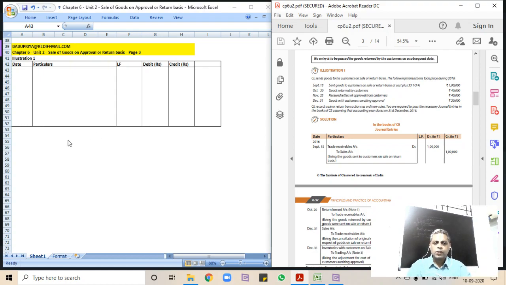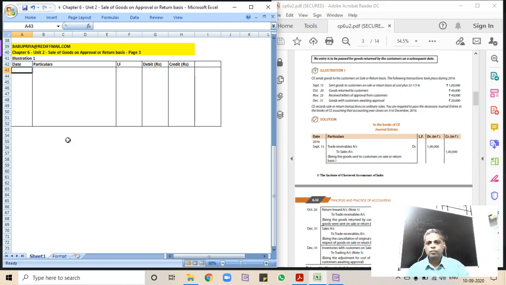The possession moves from seller to buyer, whereas the ownership still lies with the seller. Money could have been paid or need not have been paid. Even if it is paid, the buyer has the right to reclaim the money. These are some of the basic requirements that we saw, and we also saw a couple of journal entries. Now let's get into the illustration.